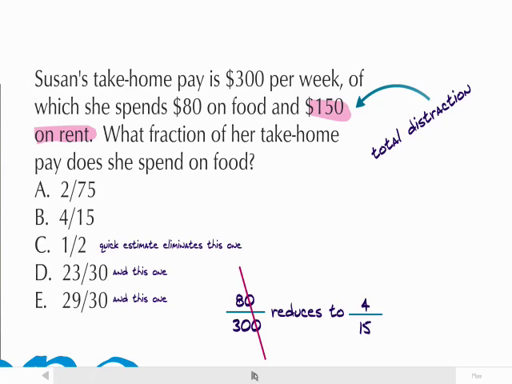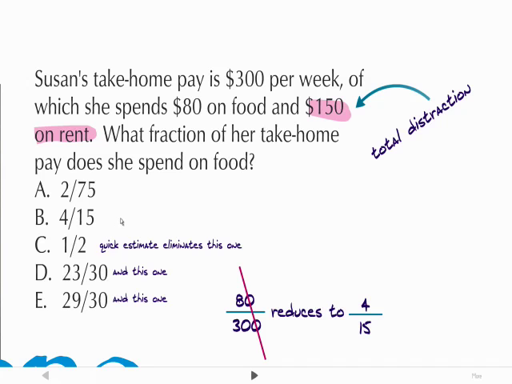So I highlighted it. We could just cross that out, whatever you need to do to get that out of your mind. In essence, getting the cat off the computer. So, what fraction of her take-home pay does she spend on food? We write $80 over $300, which reduces to 4/15. We can cross out the zeros right there, takes it to 8 over 30, and then reduce it to 4 over 15, gets us to B.